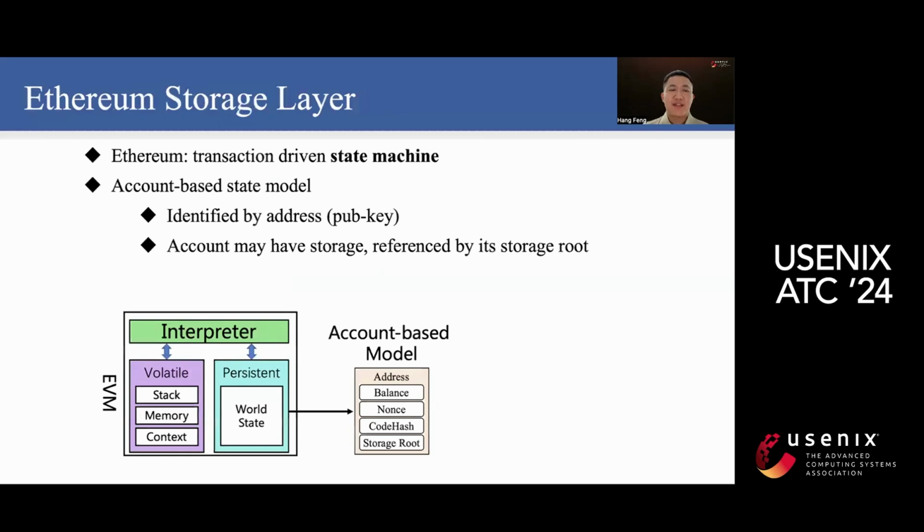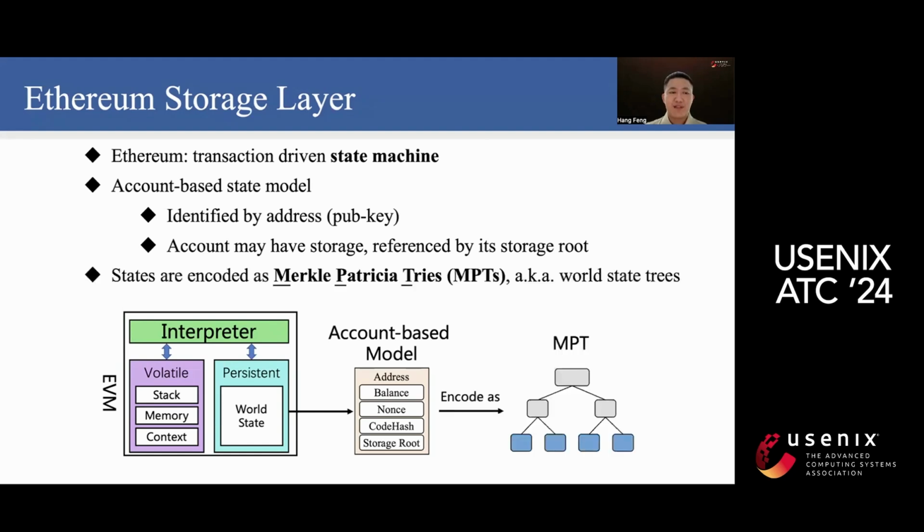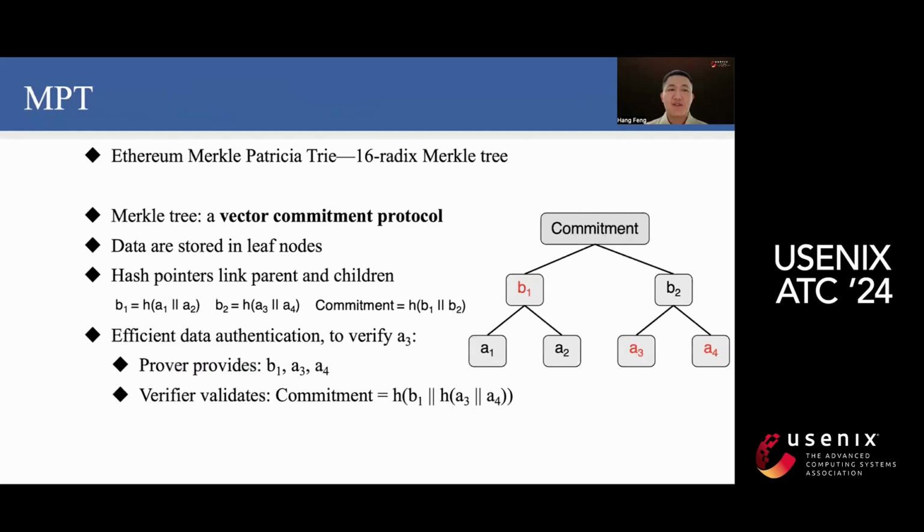Ethereum has an account-based world state. Each account is identified by a unique address. An account may have extra storage space, which is referenced by the storage root. States are encoded as Merkle Patricia Tries, also known as world state trees. The Ethereum Merkle Patricia Trie is a 16-radix Merkle tree.